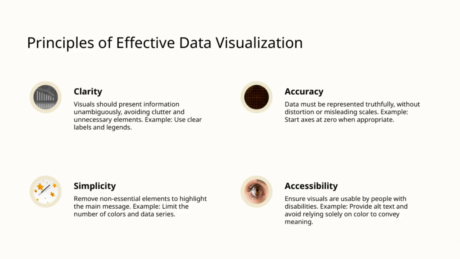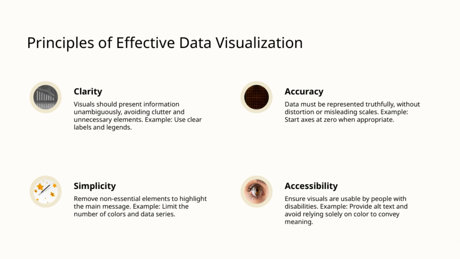First, accessibility is crucial. We want to make sure everyone can use and understand our visuals, including people with disabilities. For example, providing alternative text for images and avoiding relying only on color to convey information helps achieve this. Next, simplicity is important. Removing unnecessary elements helps highlight the main message. For instance, limiting the number of colors and data series keeps the visual clean and focused.